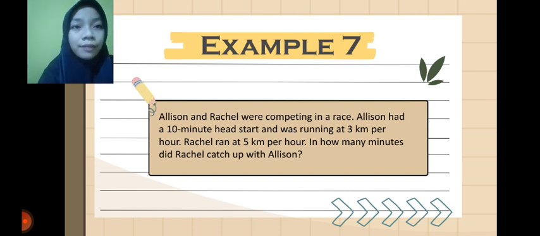Now example 7. This question is: Allison and Rachel were competing in a race. Allison had a 10-minute head start and was running at 3 km per hour. Rachel ran at 5 km per hour. In how many minutes did Rachel catch up with Allison?